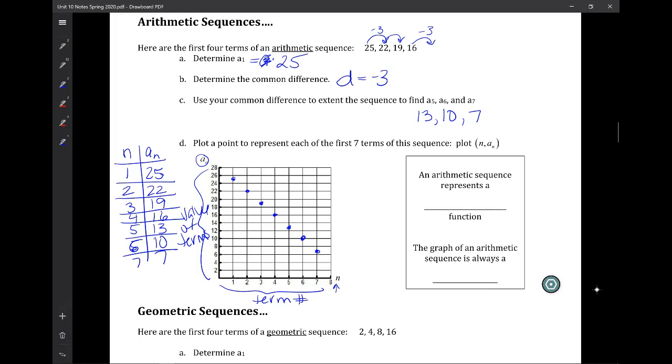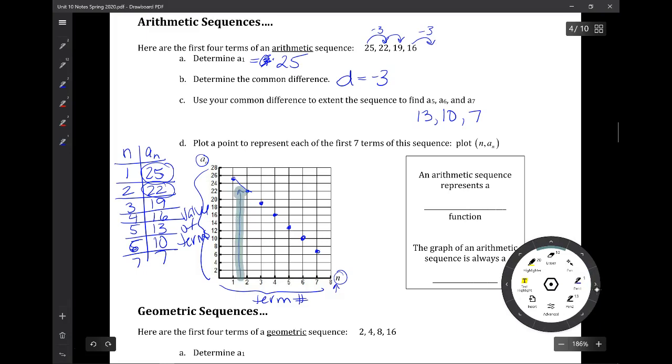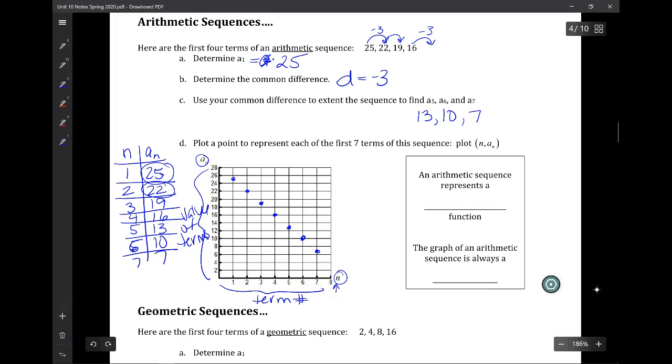We don't connect the dots, and the reason why is because this is not an XY axis. N, the x-axis, is talking about the term number. If I connected these dots, that would mean that there's a number between 25 and 22. But there isn't. It is literally the first term is 25, the second term is 22. There's no such thing as the 1.5th term. There's nothing in between there. So that's why for sequences we do not connect the dots. We just leave them as basically like a scatter plot.